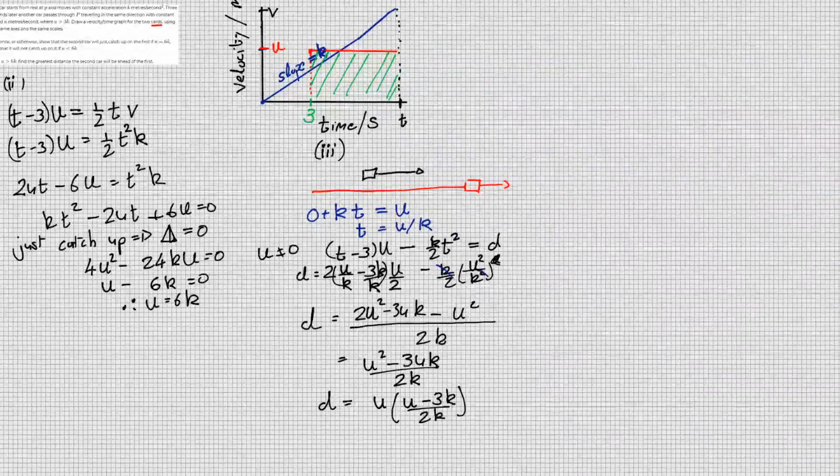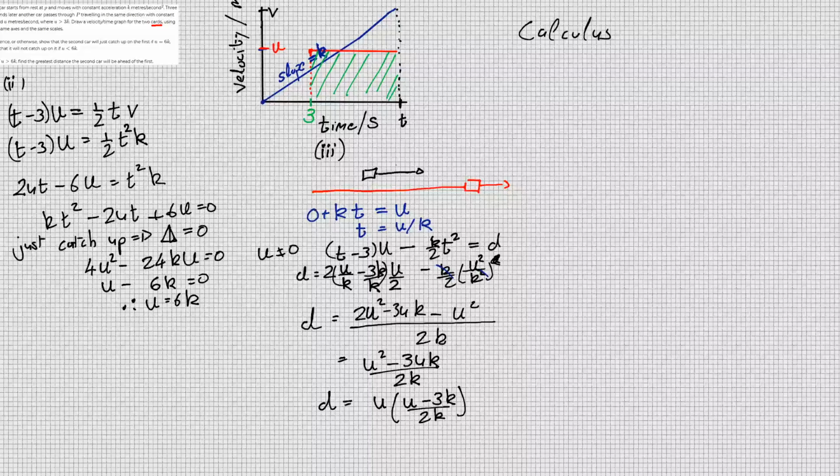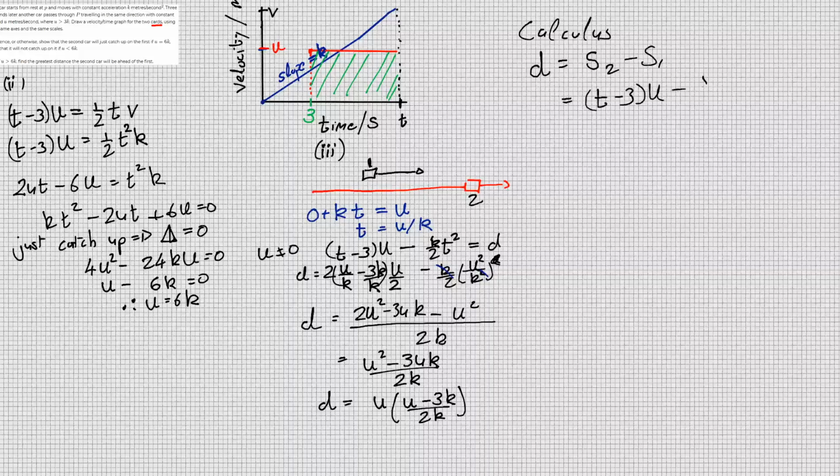We're finished the question, but I will show you the calculus way. So this is car 1 and this is car 2. The distance between the two cars would be S2 minus S1, which is equal to (t minus 3) times u, the usual story here, minus a half kt squared. That's the distance between them. To make this a maximum, we need the derivative. Actually, let me clean it up a little bit first: ut minus 3u minus a half kt squared.